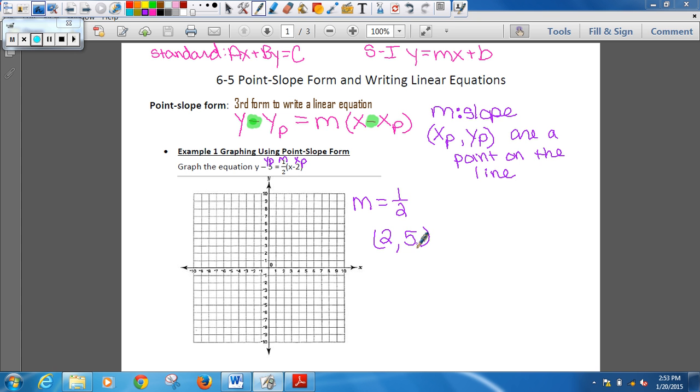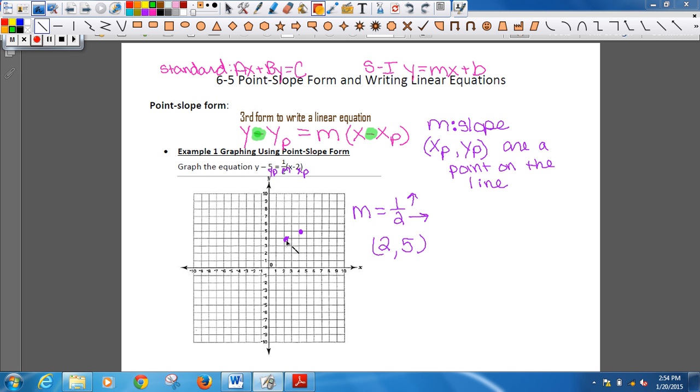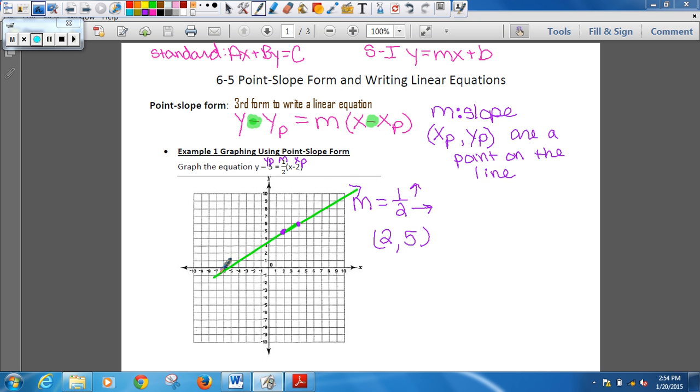We did this way back last year when we graphed using the slope and a point. You first graph your point of (2, 5), and then we're going to use that slope of 1/2. Remember, it's y over x, so it tells you if it goes up or down, and then left or right. So I'm going to go up 1, to the right 2. There's my second point. I'm going to graph it by connecting it once again with a straight edge and placing arrows at the end of my line to signify it continues on in both directions.